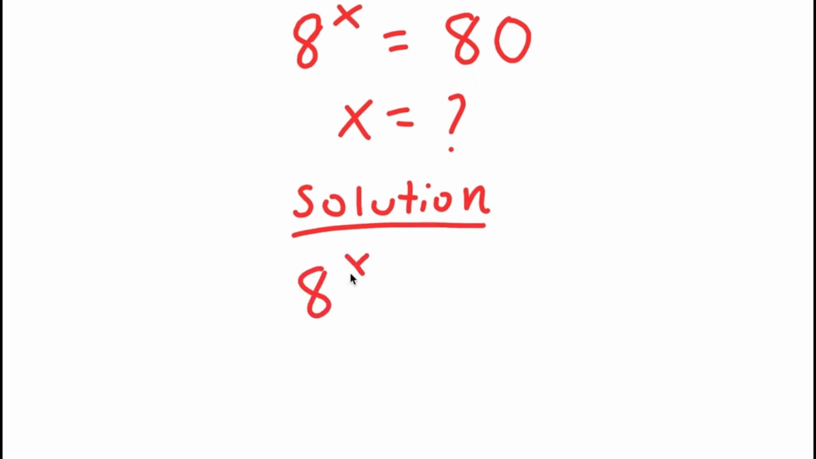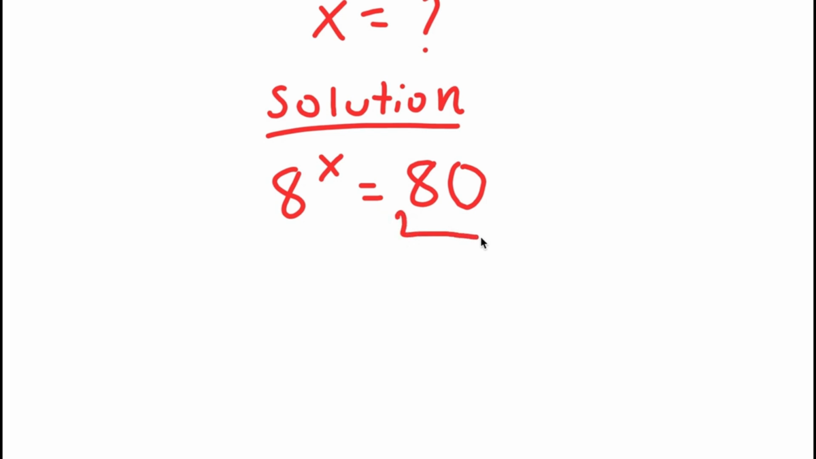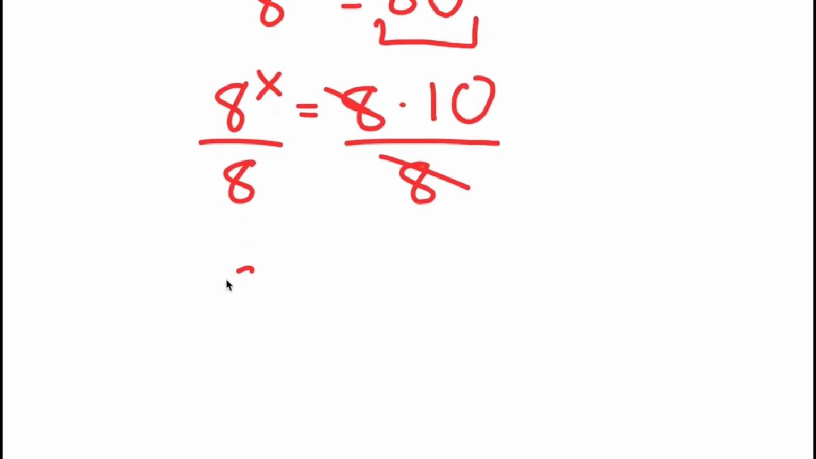I'm going to rewrite my equation here, 8 to the power of x is equal to 80. And now, my first step to solving this problem is rewriting 80 as 8 times 10. So now I get 8 to the power of x is equal to 8 times 10. And now I can go ahead and divide both sides by 8. So then these two cancel out, and I get 8 to the power of x over 8 is equal to, all that's left here is 10.